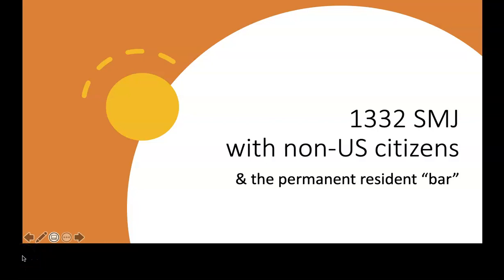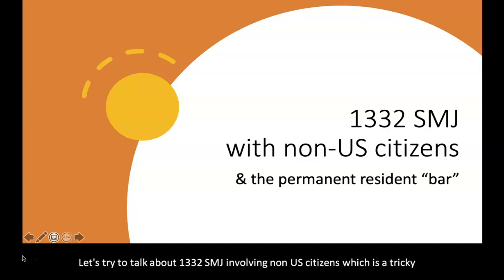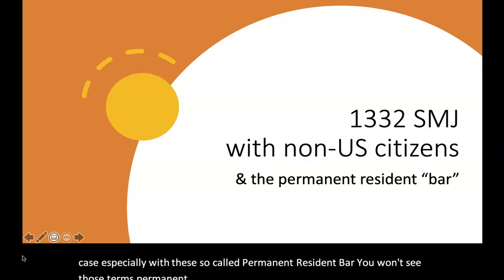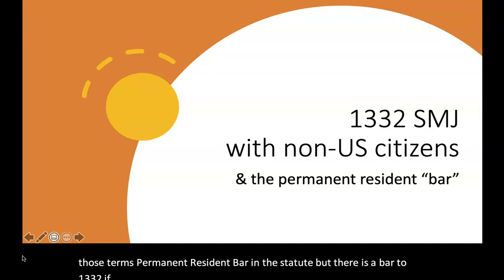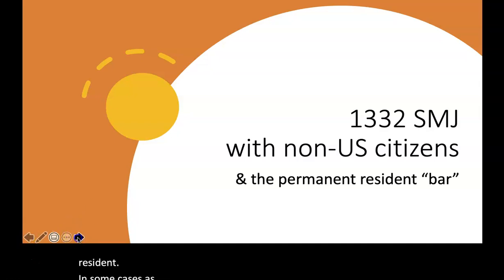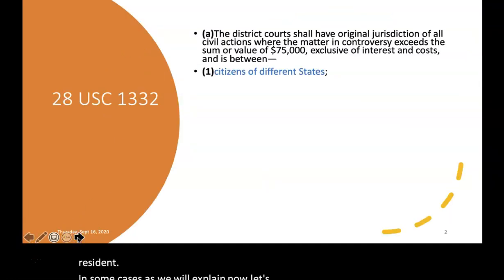Let's try to talk about 1332 SMJ involving non-US citizens, which is a tricky case, especially with the so-called permanent resident bar. You won't see those terms, permanent resident bar, in the statute, but there is a bar to 1332 if you have a non-US citizen who is admitted to permanent resident in some cases, as we will explain. Now, let's start with a review.